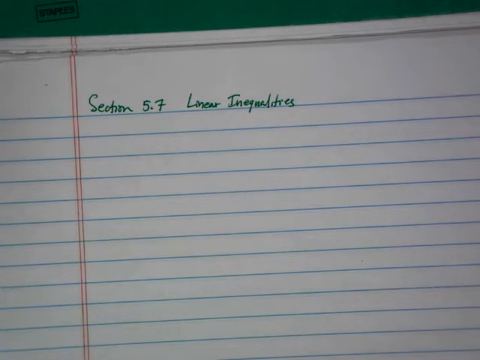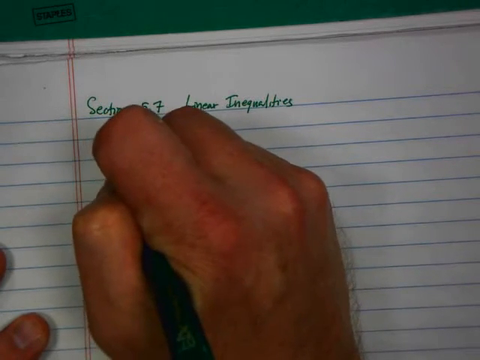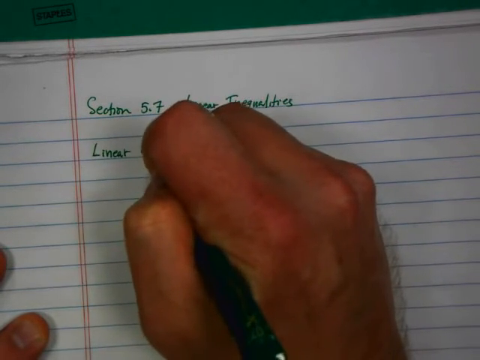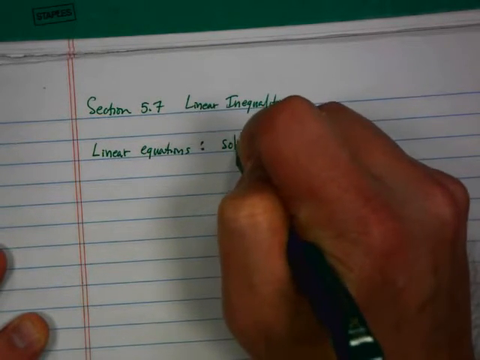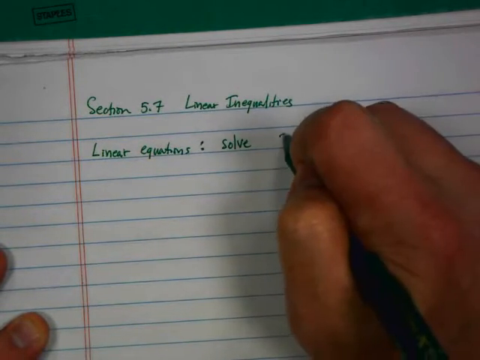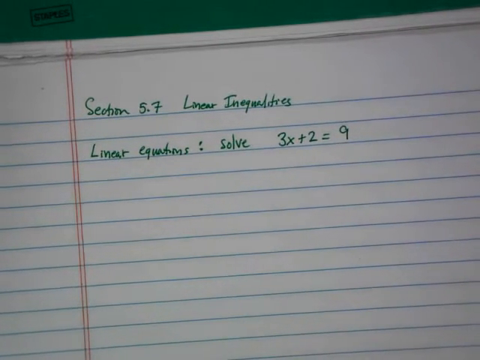Our last section in Chapter 5 is 5.7, known as linear inequalities. Up to this point in this class, we've done a lot with linear equations. For example, I might ask you to solve 3x plus 2 equals 9. That would be a linear equation. What makes that a linear equation?